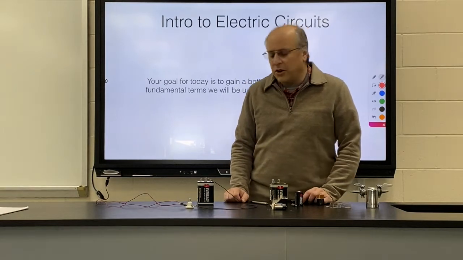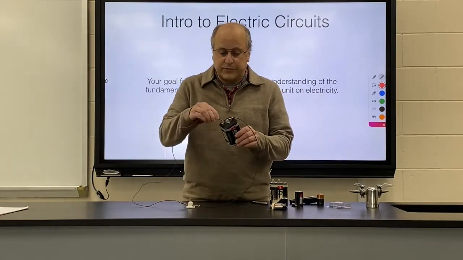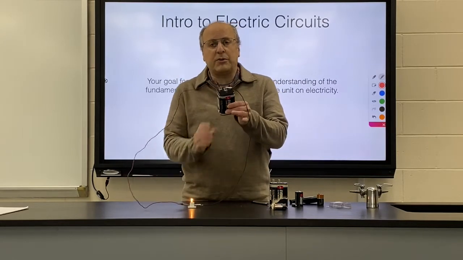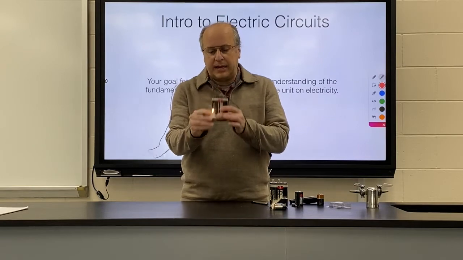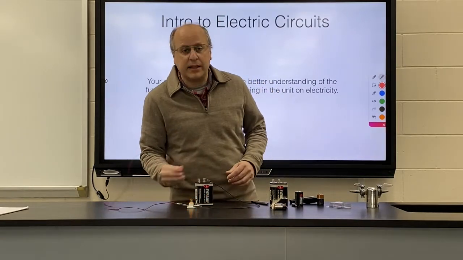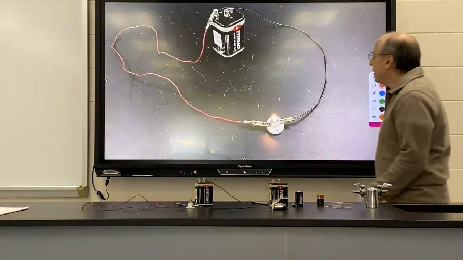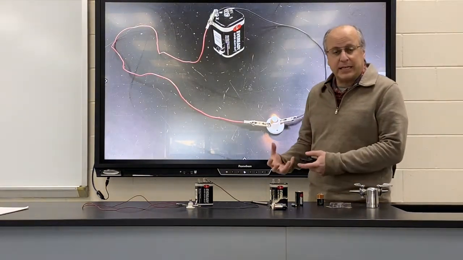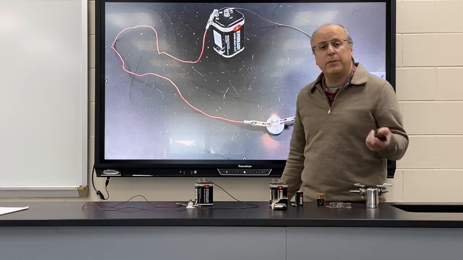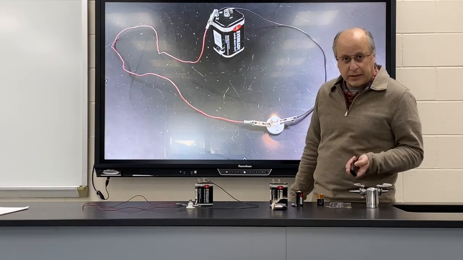So today I'd like to talk to you about electric circuits. This is our introduction to electric circuits, and we're going to start with a very simple circuit that has a battery and a light bulb connected together with some wire. Something like this. We want to make sure we understand the basics for this simple circuit before we move on to things that are a little more challenging.